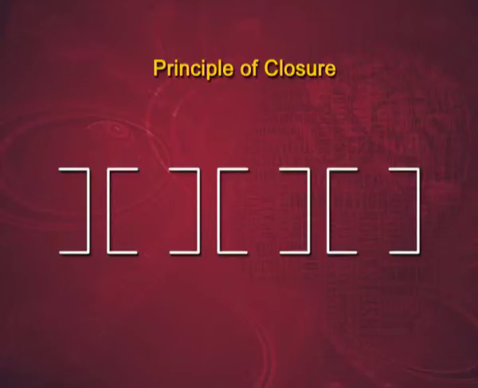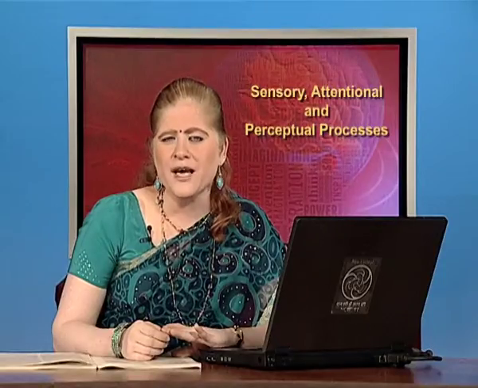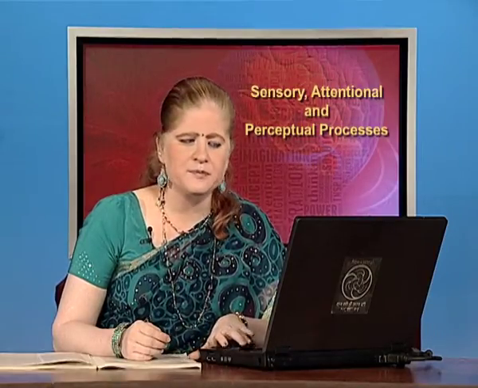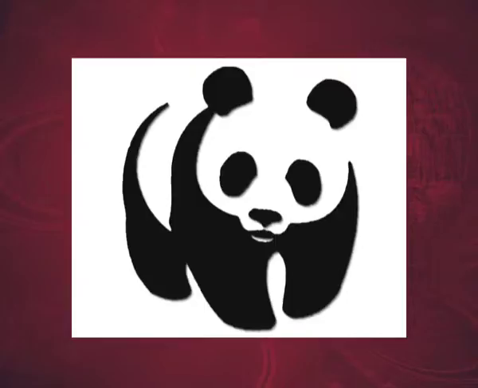You see that there are 3 squares on your right and a lone figure on your left, rather than saying that there are 3 inverted brackets on your left and a lone figure on your right. So, whenever figures are close together, they are perceived as a whole, by the principle of closure. Here, this is a panda for your eye and brain.